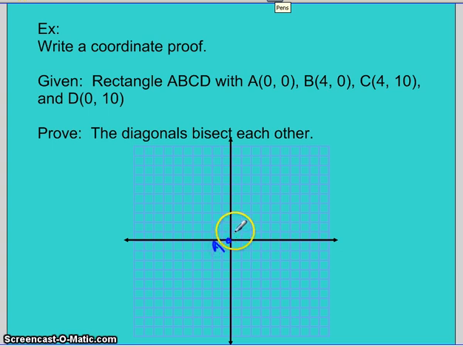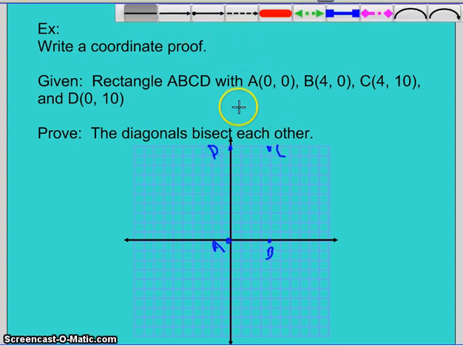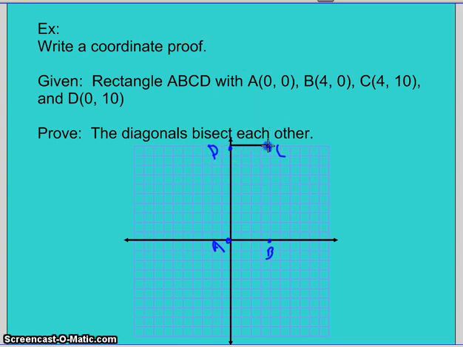B is at 4, 0, so we're going to count 1, 2, 3, 4. We're going to mark B right here. C is at 4, 10, so I know this last one way up here is 4, 10, and then at 0, 10, right straight above here, 10 would be our D. Let's go ahead and connect this square together.